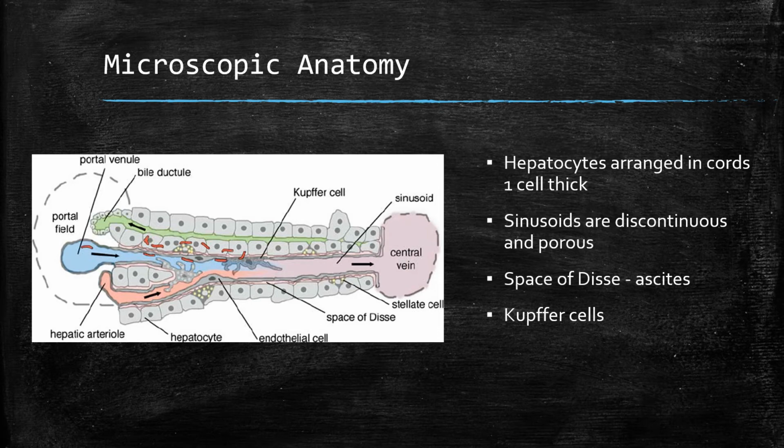We'll have more to say about the space of Disse later on because it's relevant when we're talking about ascites production. Another thing to notice is that the sinusoids have a large number of Kupffer cells, and so the liver is a very important part of the immune system.